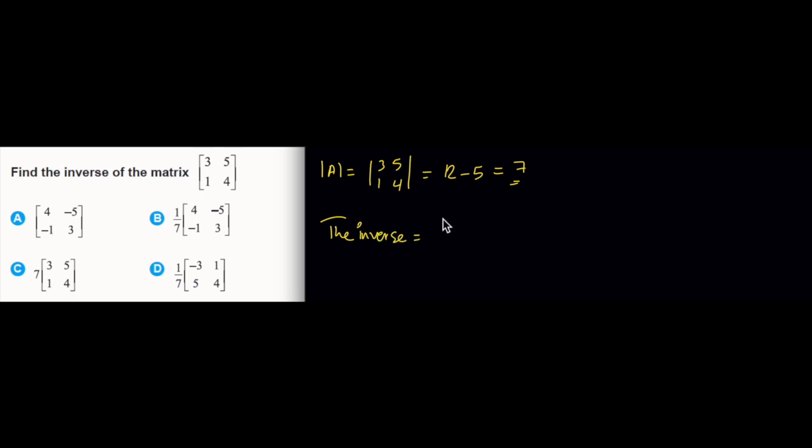Okay, so the inverse will be 1 over the determinant, which is 7. And write down the matrix again. We have 4 elements. Just switch between 3 and 4. It will be 4 and 3. And keep 1 and 5, but with opposite signs. So it will be -5 and -1. So the answer is B.